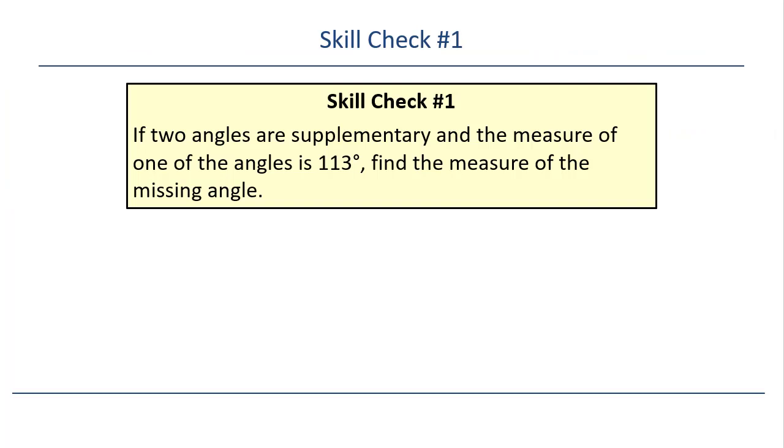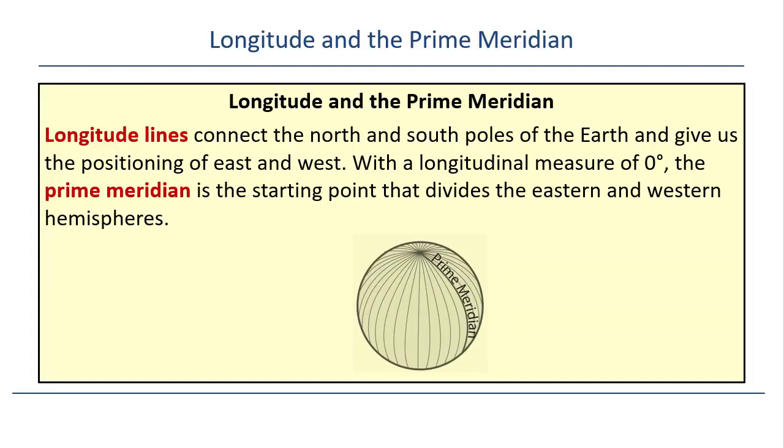All right, why don't you guys take a look at this skill check. If two angles are supplementary and the measure of one of the angles is 113 degrees, find the measure of the missing angle. Go ahead and stop the video real quick and see if you can figure that one out. All right, did you get the right answer? 67? Good job.